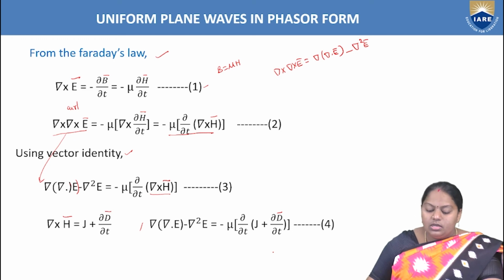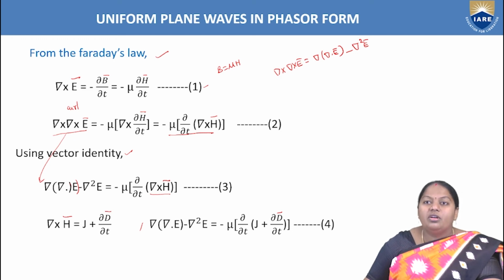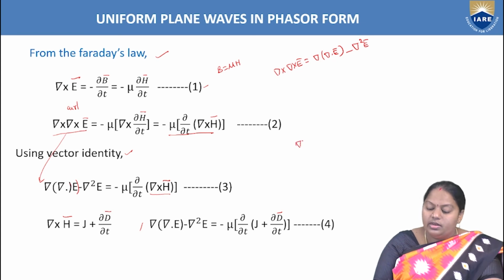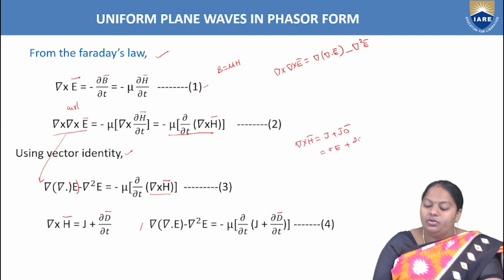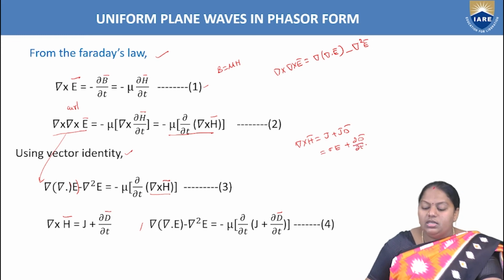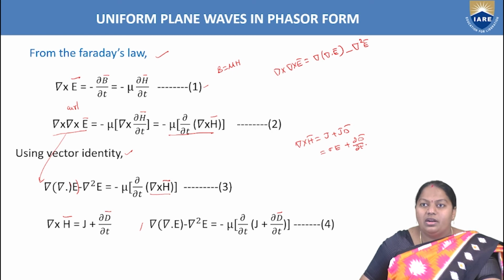According to the modified form of Ampere's circuit law, we know that del cross H bar equals J plus J_D bar, where J is sigma into E and J_D is given by dou D bar by dou T. Conduction current density including displacement current density, the equation is written as del cross H bar equal to sigma into E plus dou D bar by dou T.